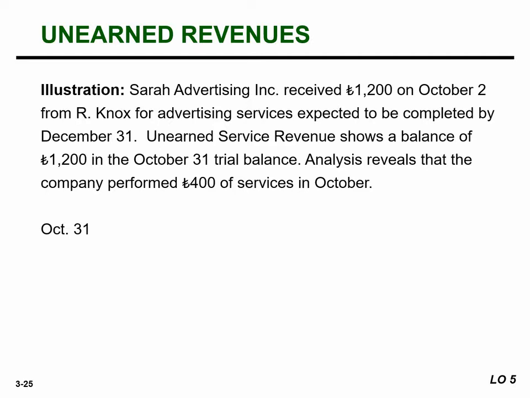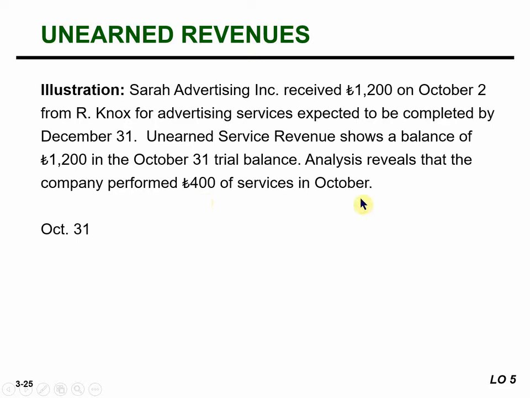So on October 2, we received 1,200. At that time, we recorded this amount as unearned revenue. We credited unearned revenue because we did not perform services. So now, by the end of the month, we have to see how much of this amount we provided as a service so far. So the analysis says that the company performed so far 400 pounds of services in October.